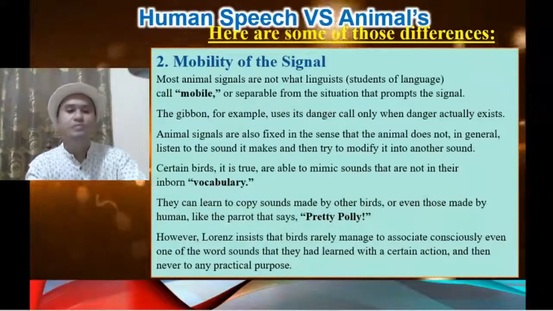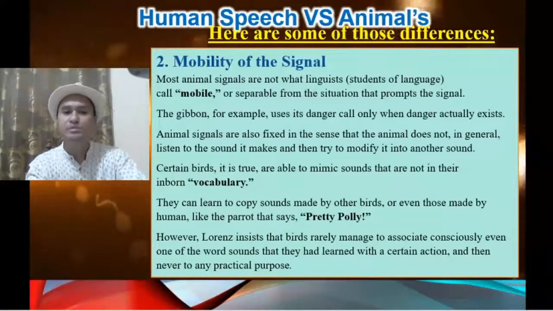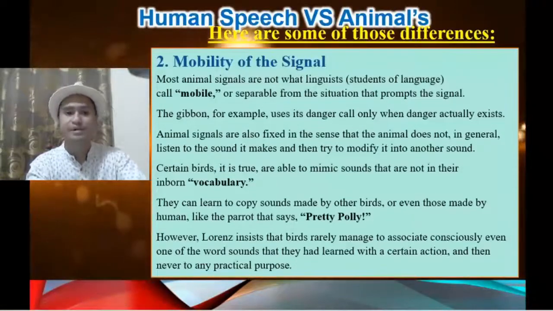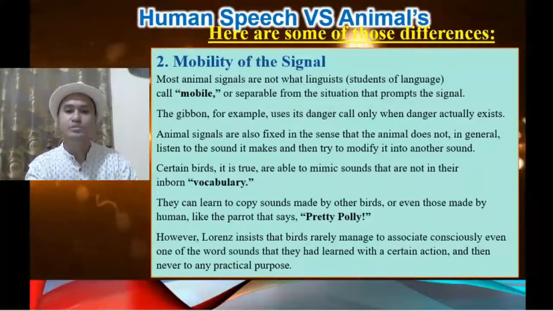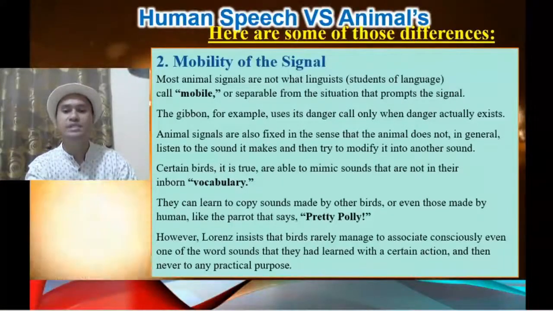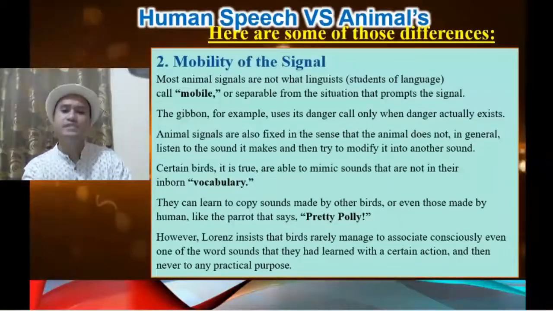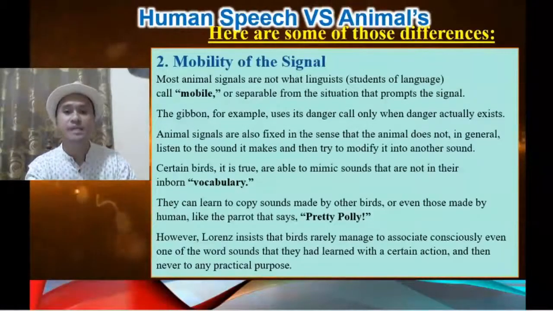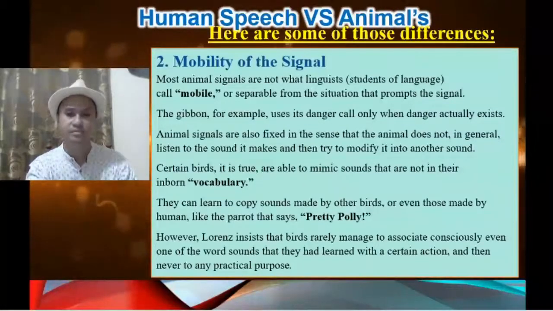Number two, mobility of the signal. Most animal signals are not what linguists or students of language call mobile, or separable from the situation that prompts the signal. The gibbon, for example, uses its danger call only when danger actually exists. Animal signals are also fixed in the sense that the animal does not, in general, listen to the sound it makes and then try to modify it into another sound.